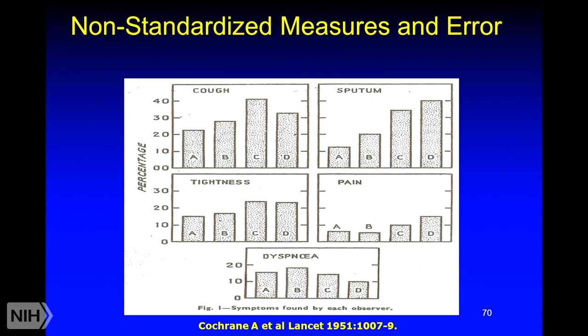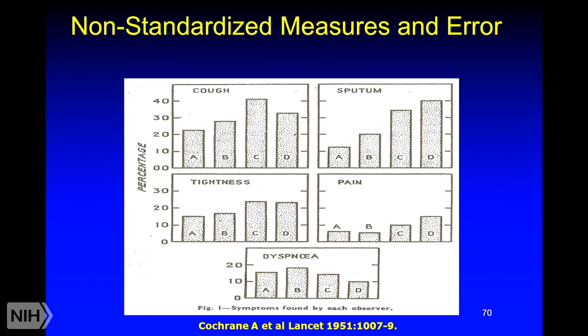So this is a really cool study that Archie Cochrane, who the Cochrane Collaboration is named after, did in the 1950s. He took a bunch of coal miners in South Africa, and he randomized the coal miners to four groups of doctors. And he told the doctors to go ask these people about their respiratory symptoms: cough, sputum production, chest tightness, chest pain, and dyspnea, which means shortness of breath. So these are all the same coal miners. What we ought to see is the number of symptoms should be flat across A, B, C, D, right? Same people should have the same amount of symptoms.